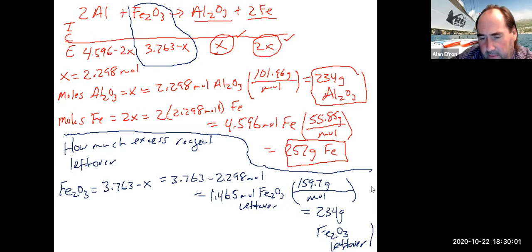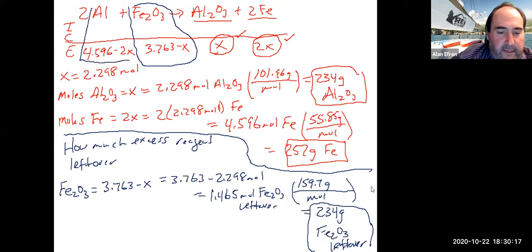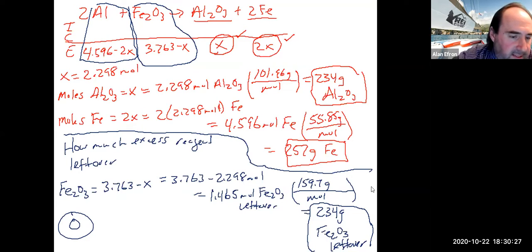So if you remember, we started with about 601 grams of the iron 3 oxide. We used about 300 and some odd grams of it in this reaction, so we have 234 of it left over. How much of our aluminum should we have left over? I won't put it in there, but it is the limiting reagent, which means we should have 0 of that left over, right? If you put that number back in, it should end up at 0. So this approach is one way that you could do limiting reagent problems.